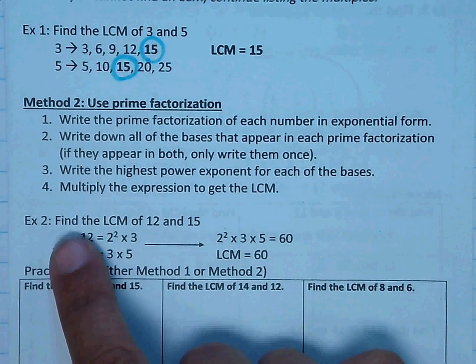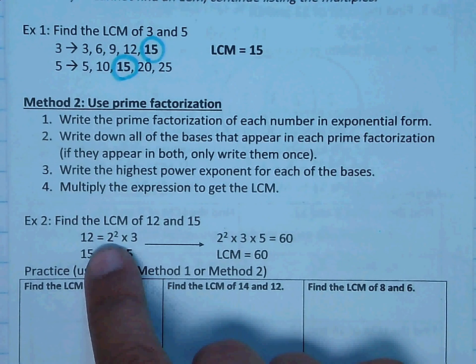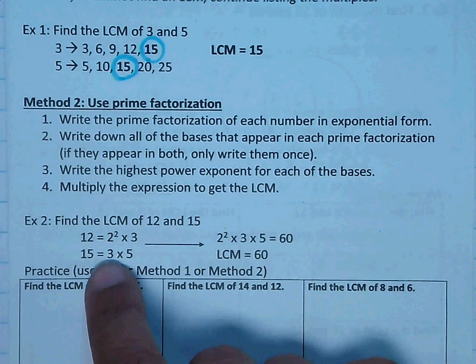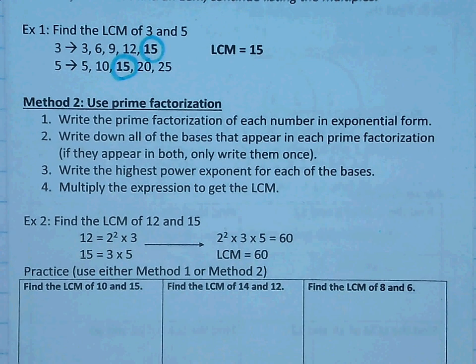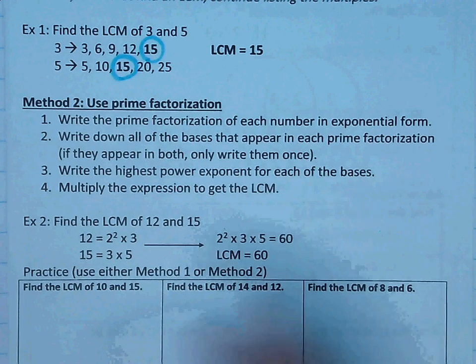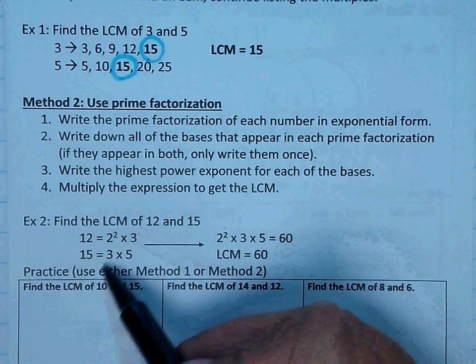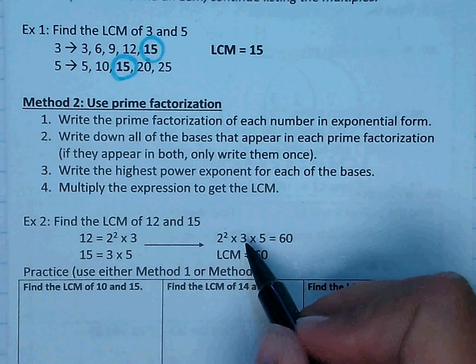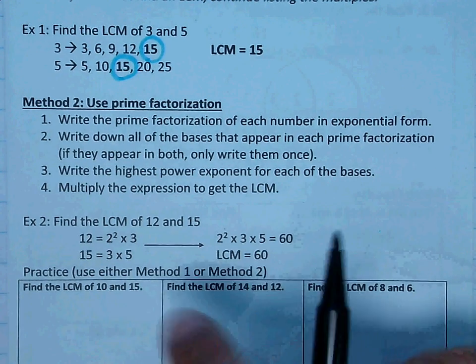So the LCM of 12 and 15. I found the exponential notation for 12, which is 2 squared times 3. And I found the exponential notation for 15, which is 3 times 5. Then I write down all the factors that they have, and if one repeats, I only write it once. So I wrote 2 squared. Since they both have 3, I'm just going to write it right here, and then I'm going to write 5. And 2 squared times 3 times 5 gives me 60, so their LCM is 60. Again, it's a little confusing, but we'll practice it.